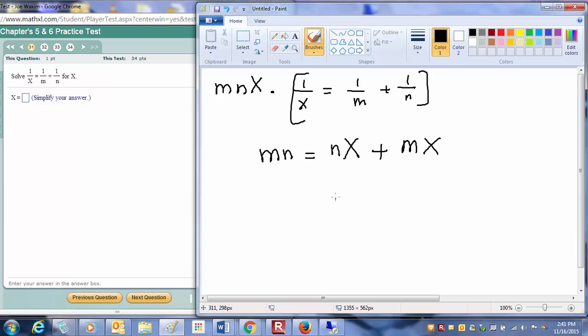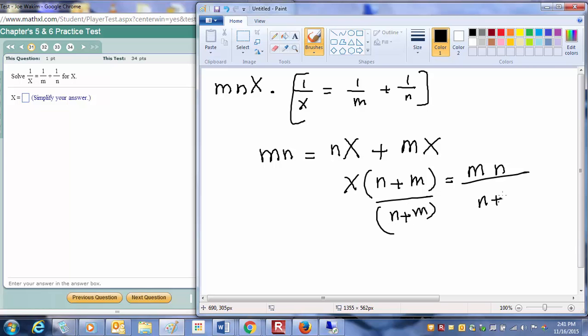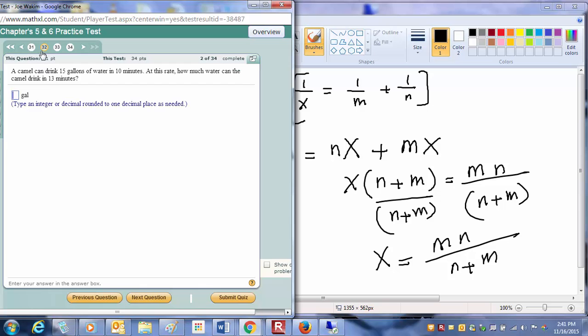And so since we are looking to solve for x, let's take x as common factor. So you end up with n plus m equals mn. Divide both sides by n plus m and you're done. And so x equals mn over n plus m. Okay, I hope you all have best luck.